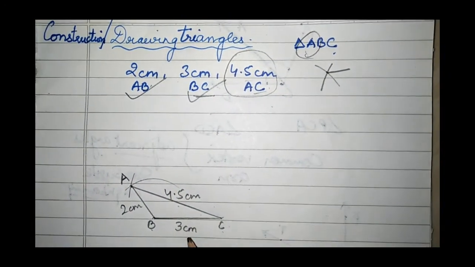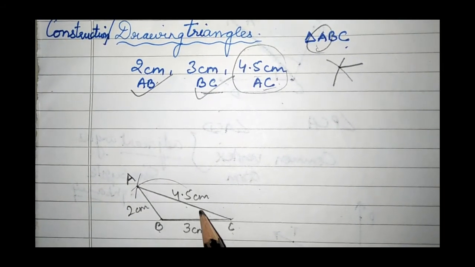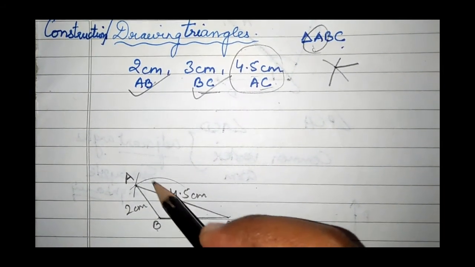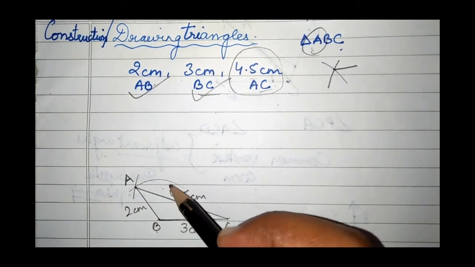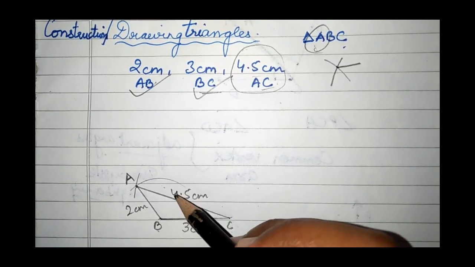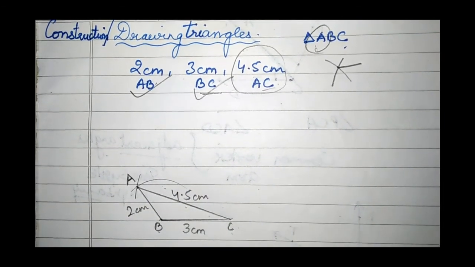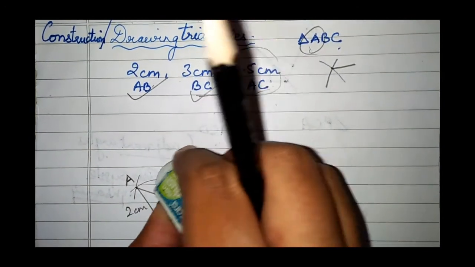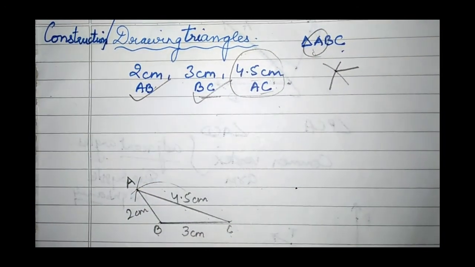In this way we will construct a triangle. Never rub these arcs, because these arcs are the proof that you have constructed a triangle. So never rub these arcs. You can make them short by erasing, but don't erase them all.